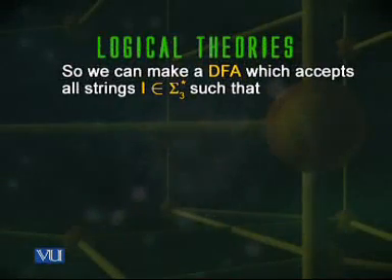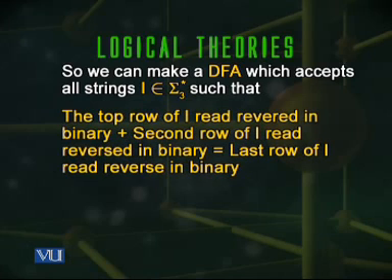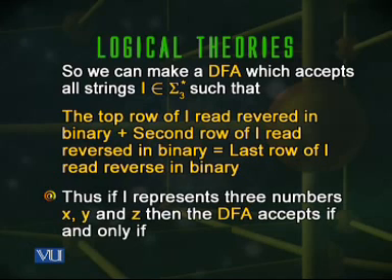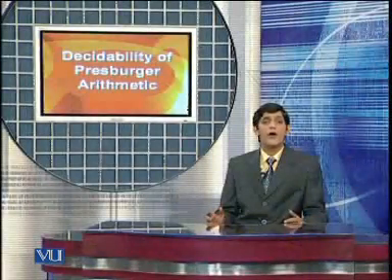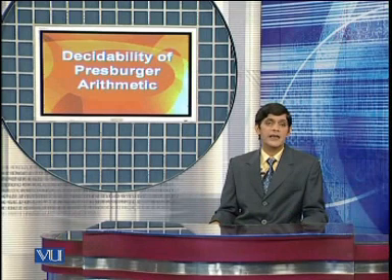What we have shown is that we can make a DFA which accepts all strings I in sigma 3 star such that the top row of I read in reverse binary plus the second row of I read in reverse binary is equal to the last row of I read in reverse binary. Thus, if I represents three numbers x, y, and z, then the DFA accepts I if and only if x plus y equals z. But this is just one formula in Presburger arithmetic.